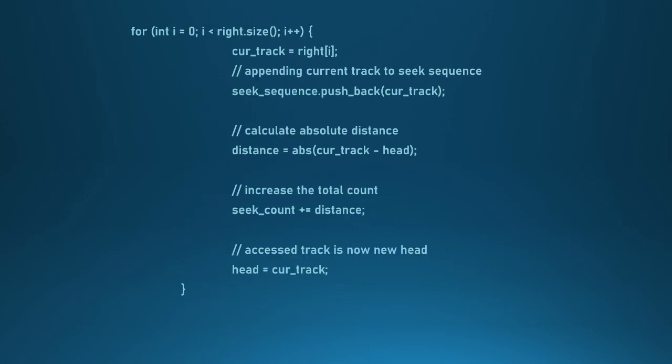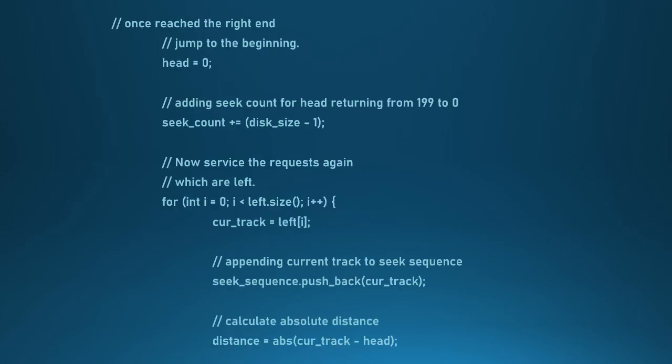Now, append the current track to the seek sequence, then calculate the absolute distance, then increase the total count, and the accessed track is now the new head position. Once the right end is reached, jump to the beginning, adding the seek count for the head returning from 199 to 0. Now service the requests which are left.